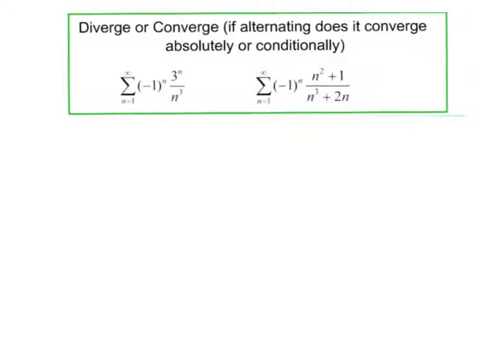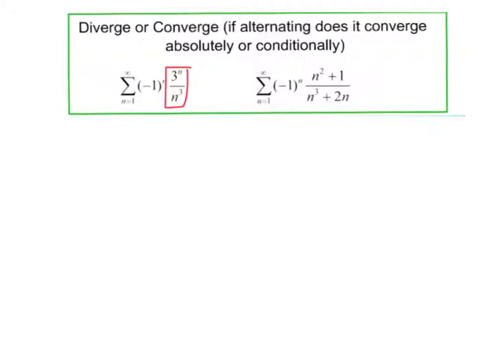Alright, in this video we're going to talk a little more about alternating series, as well as look at some old AP questions. So, first: diverge or converge? They're both alternating, so we're going to have to decide if it converges or diverges, and then if it converges, is it absolute or conditional. So, remember our process, we start with this.